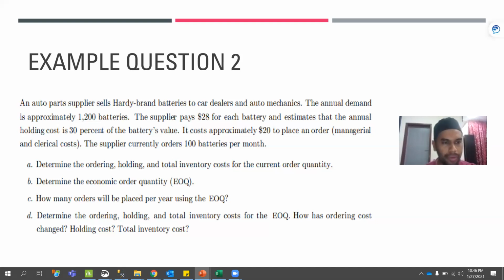There are 4 questions there. I will settle number A. Determine the ordering, holding, and total inventory cost for the current order quantity. Number B, determine the economic order quantity, EOQ. C, how many orders will be placed per year using the EOQ. D, determine the ordering, holding, and total inventory cost for the EOQ. How has ordering cost, holding cost, and total inventory cost changed?